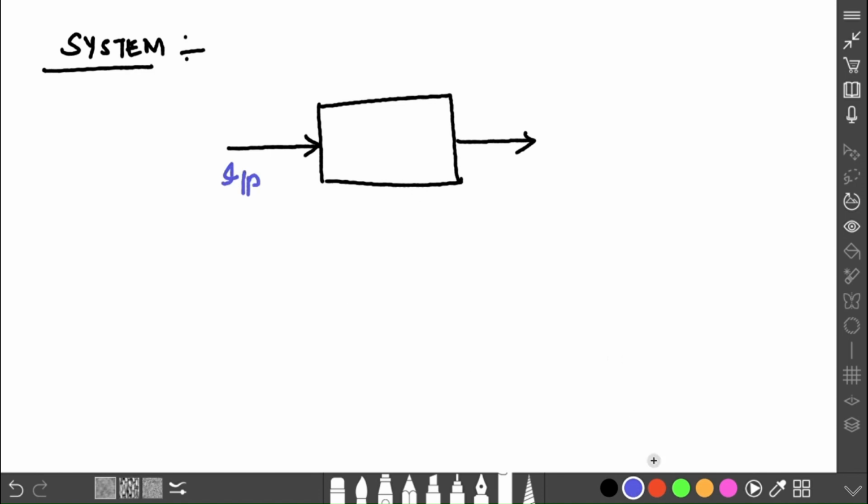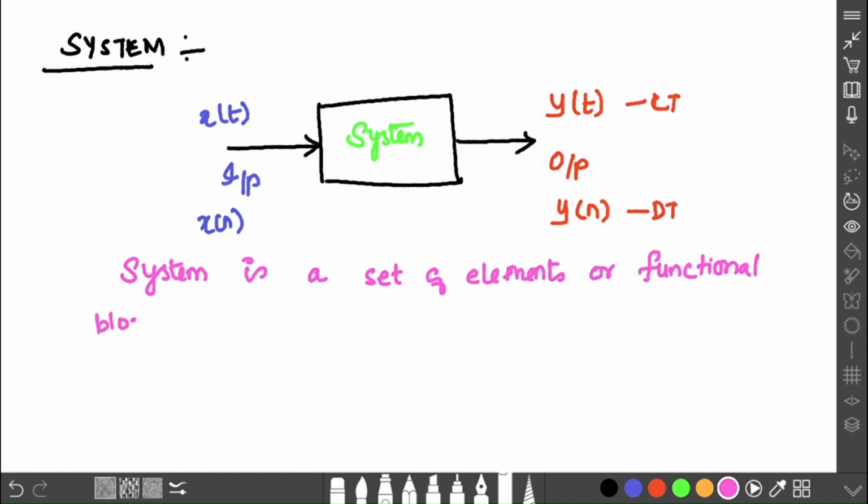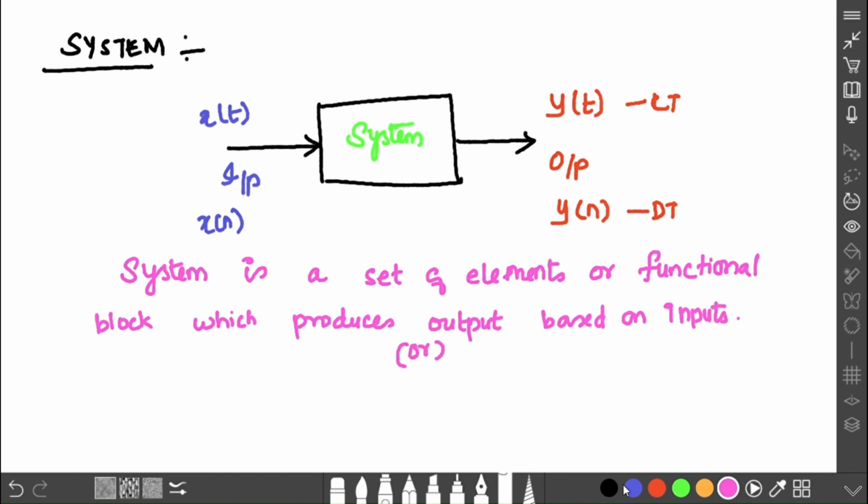So what is a system? For definition purposes, consider a system which consists of an input and an output. The input here can be a CT signal, represented by x of t as input and y of t as output. In case of a DT signal, x of n will be its input and y of n will be its output. So simply it can be defined as a set of elements or a functional block which produces output based on the inputs given.